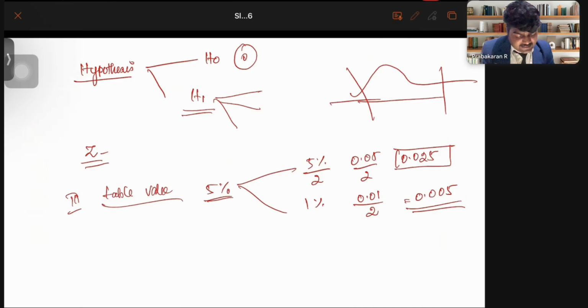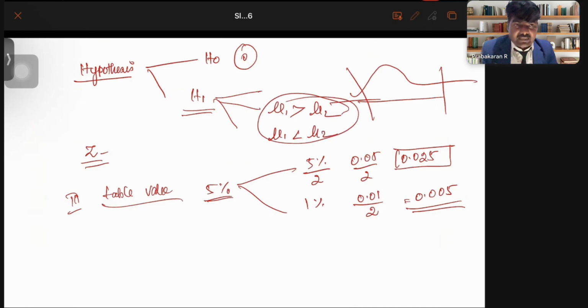Suppose H1 says one sample mean is greater than the other, or mu1 is lesser than mu2. This comes under one tail. In that case, we can keep the level of significance as it is. 5% means 5%, 1% means 1%, while we look at the table value. This is how we can see that in the table.